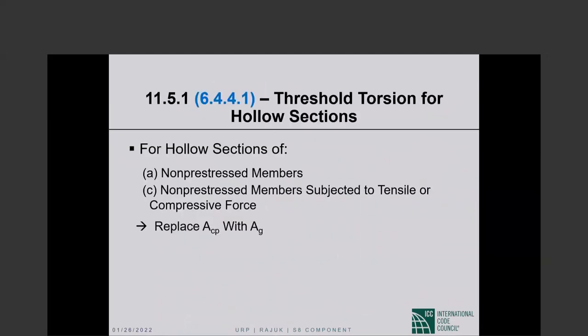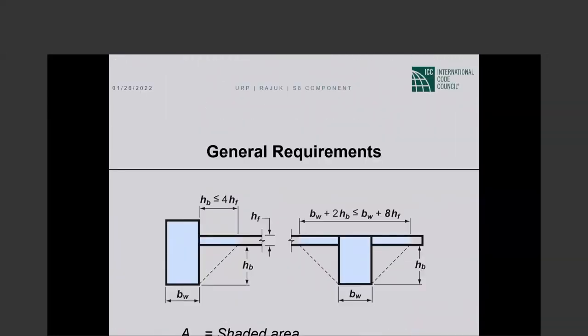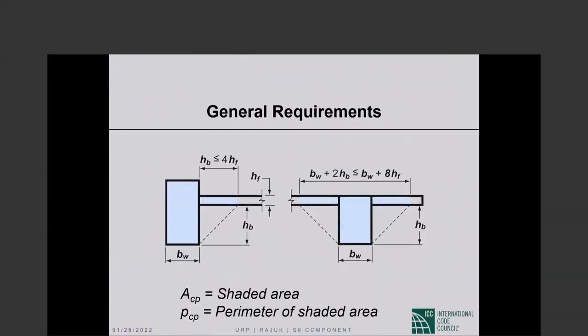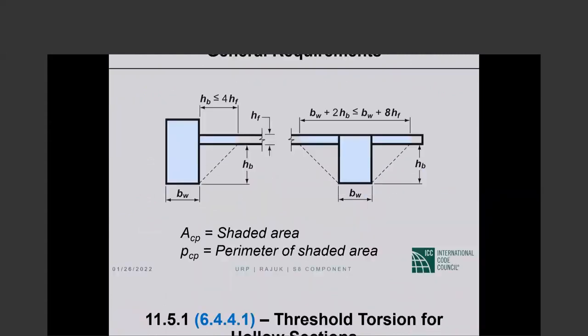Okay. Now, the other thing that was said here, for a hollow section, A sub g, the gross cross-sectional area, shall be used in place of A sub cp in the section such and such, and the outer boundaries of the section shall conform to those details. I'll let you look into it. You have to go to the section numbers.